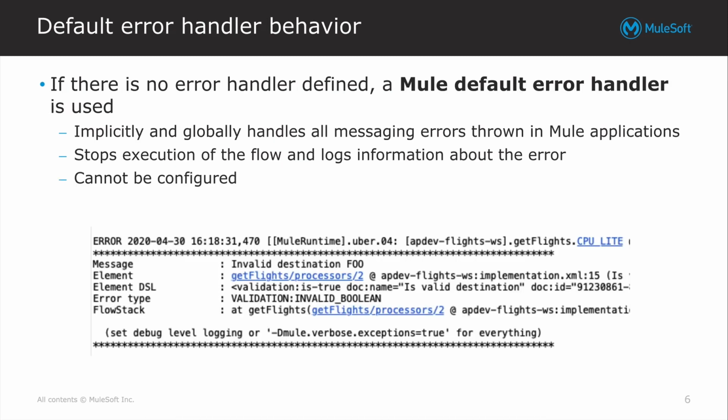Though you can customize how your application will handle errors, all Mule applications have a default error handler. The Mule default error handler is used when there is no other error handler defined, or there are no valid error handlers for the type of error that occurs. The default behavior is to stop the execution of the flow when a message error occurs, and send error information to the console or log file, including an error message, the error type, and exactly where in the flow and XML the error occurred. This behavior cannot be configured, but you can implement custom error handlers.